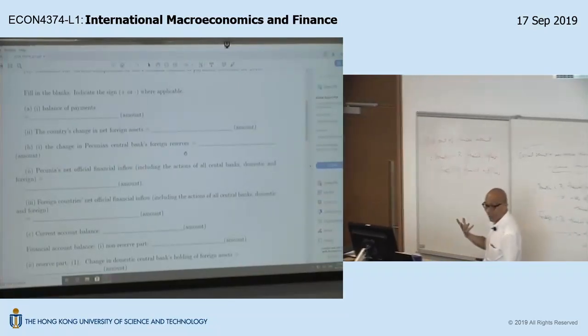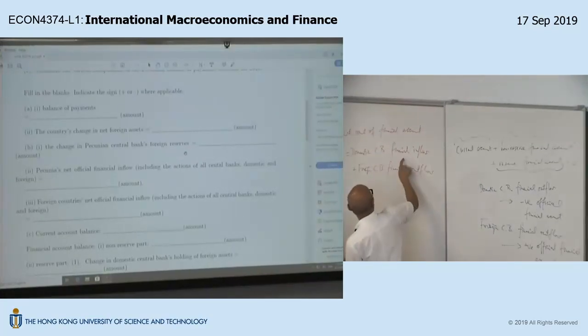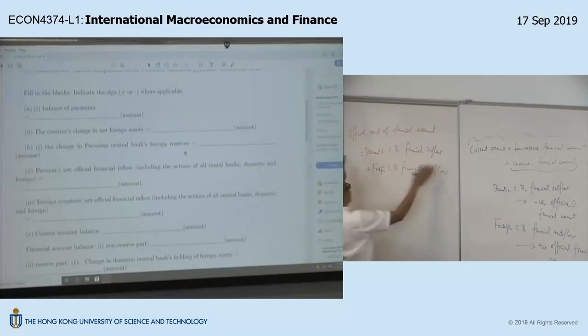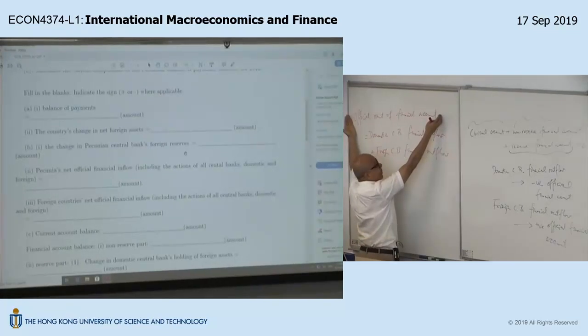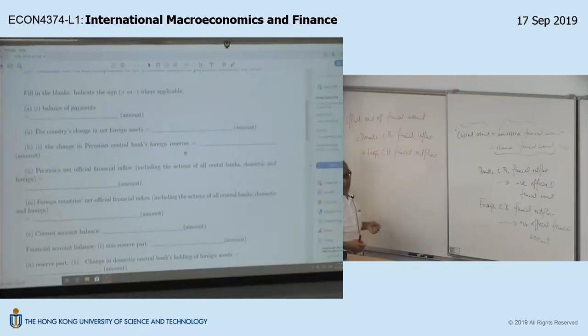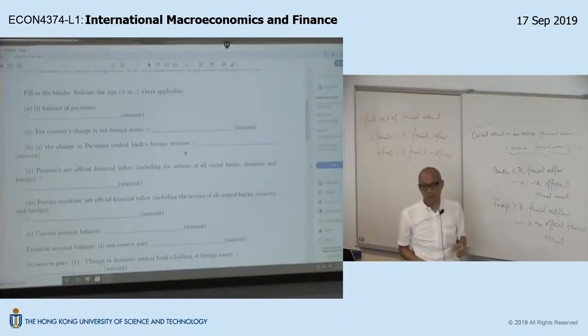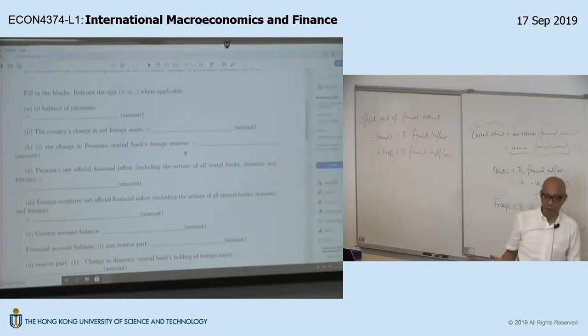Okay. So what is balance of payments? In fact, the balance of payments is just the negative of this. Just the negative of this, that's the balance of payments. I'm waiting for you to ask questions.